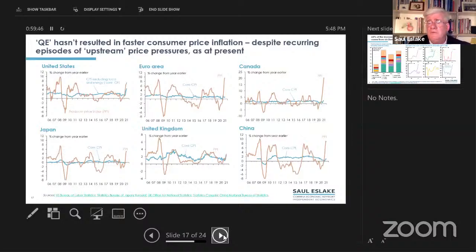And what I draw to your particular attention is that while this increase in producer price inflation, upstream price inflation, is almost uniform across the whole world, including in emerging countries like China, only in the United States has that increase in PPI inflation fed through into an acceleration in consumer price inflation. It hasn't happened in Europe, it hasn't happened in Japan, it hasn't happened in Canada, it hasn't happened in China, and it hasn't happened in any of the other emerging Asian economies that I haven't shown in this chart.